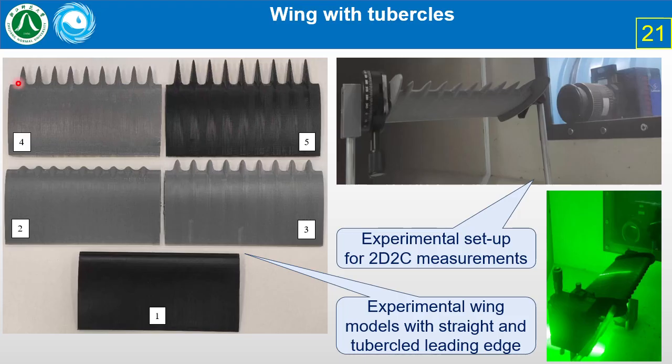We developed and tested 5 different wing models with a chord of 100 mm, a span of 200 mm, and a tubercle length from 5 to 35% relative to the chord. Our wind tunnel testing setup allowed us to freely change the angle of attack and conduct two-dimensional, two-component measurements in the wake region of the flow with the use of one CCD camera.